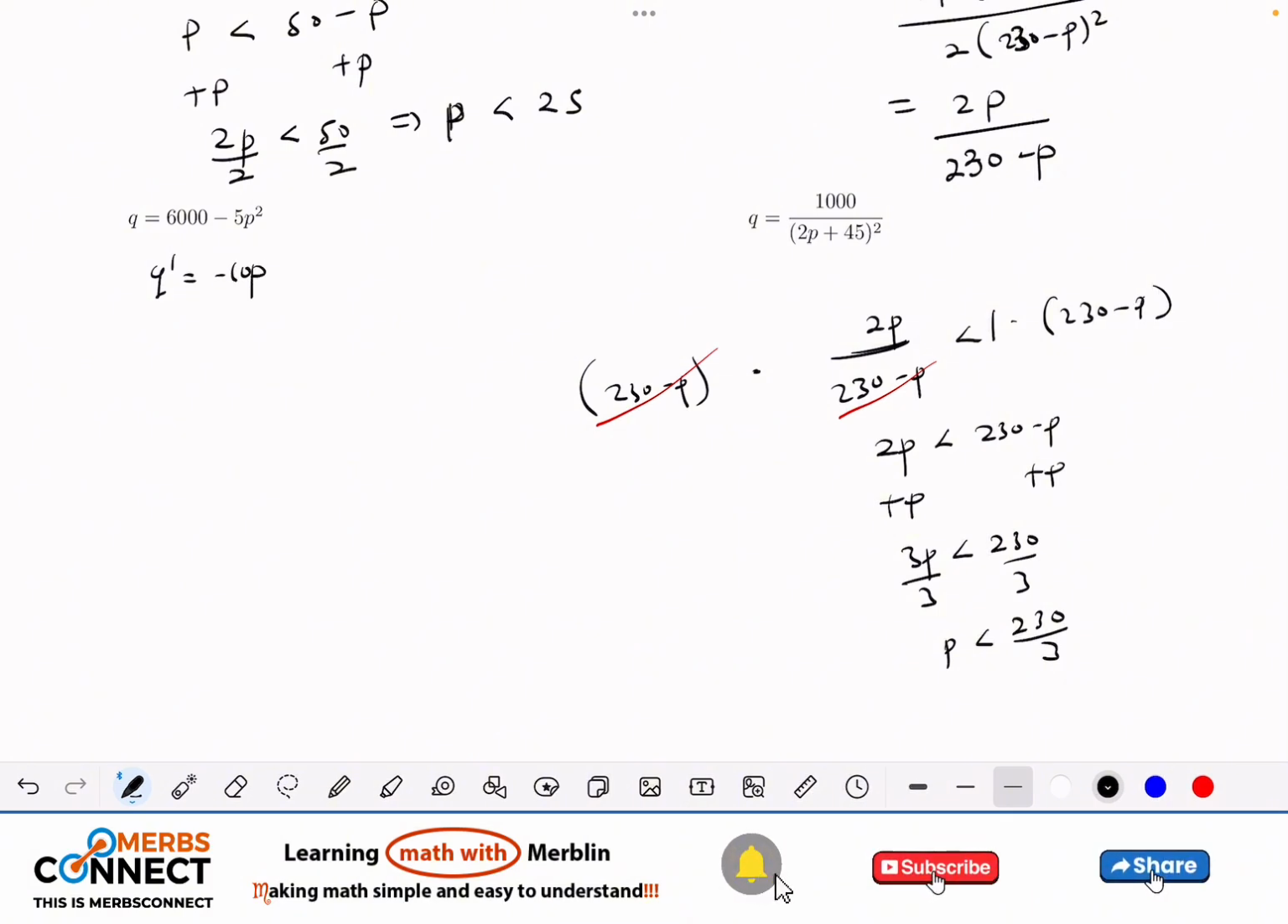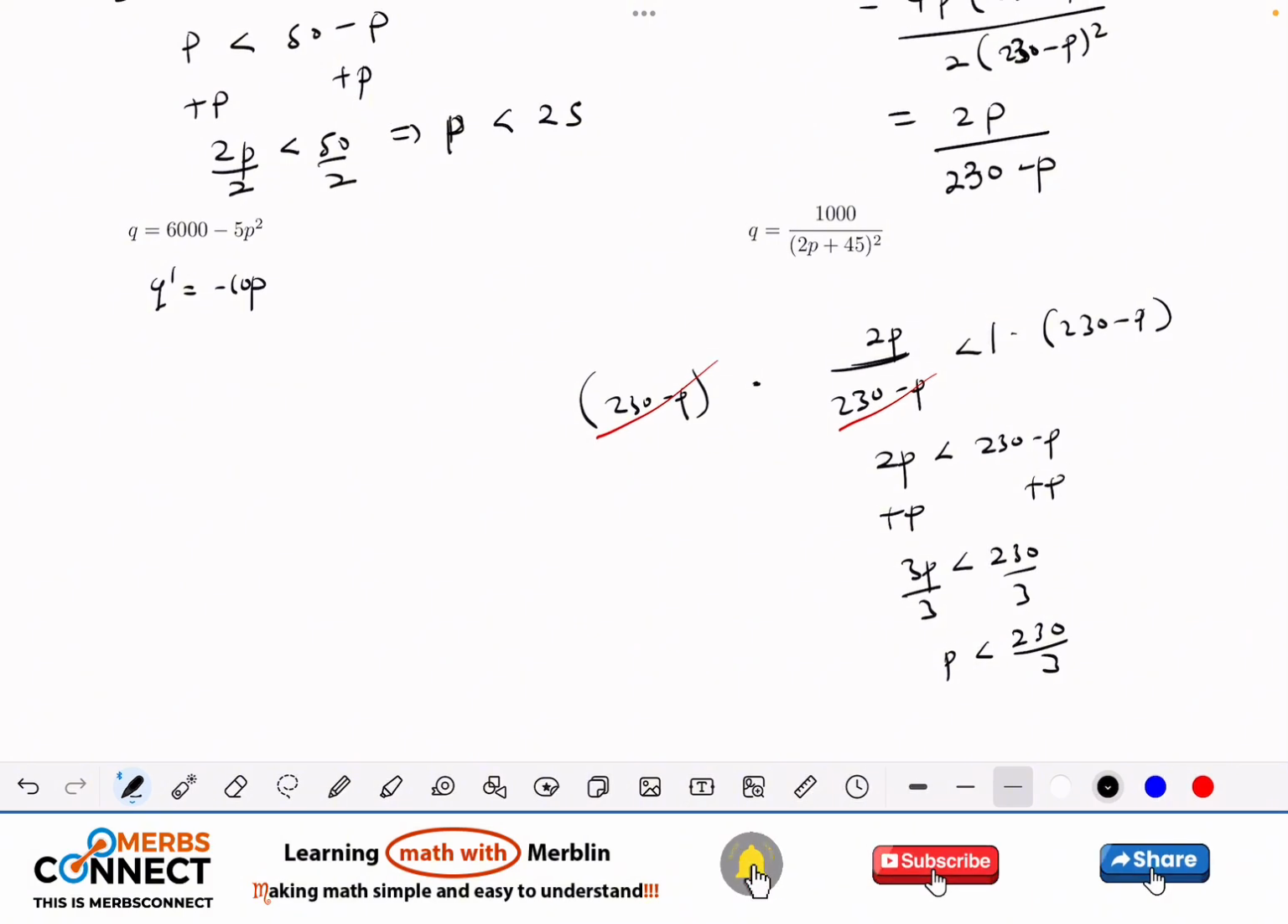You do substitution, you find your E of P, and then you say that it's less than 1, then you find for P. Same thing. Then with this one, you can use the quotient rule, which is U over V, or because this one is constant, you can convert it to the power rule.